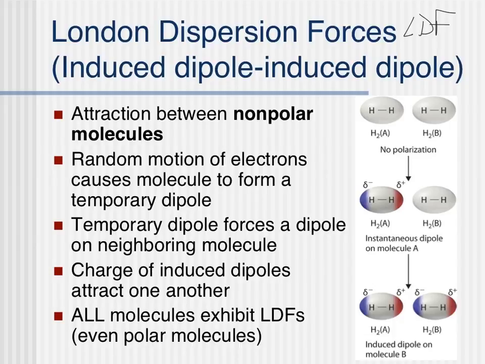These are LDFs. But what happens here is I've got two nonpolar things, but because electrons are always randomly in motion, and we've talked about all of the things that go along with that, at any given moment there may be more electron density at one end than at the other.